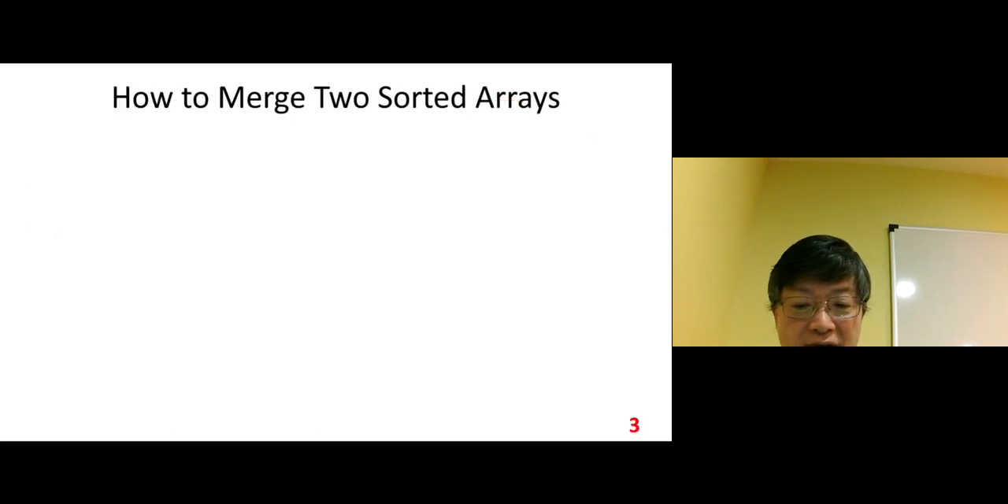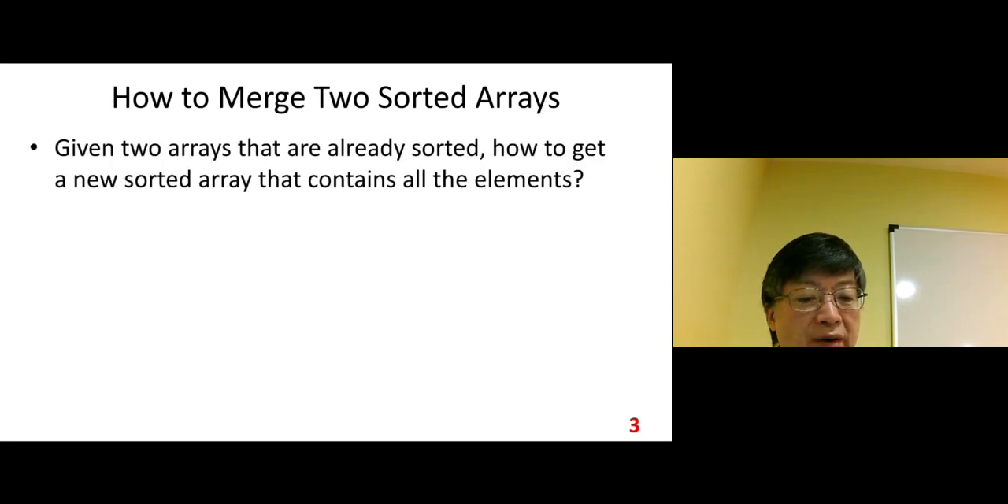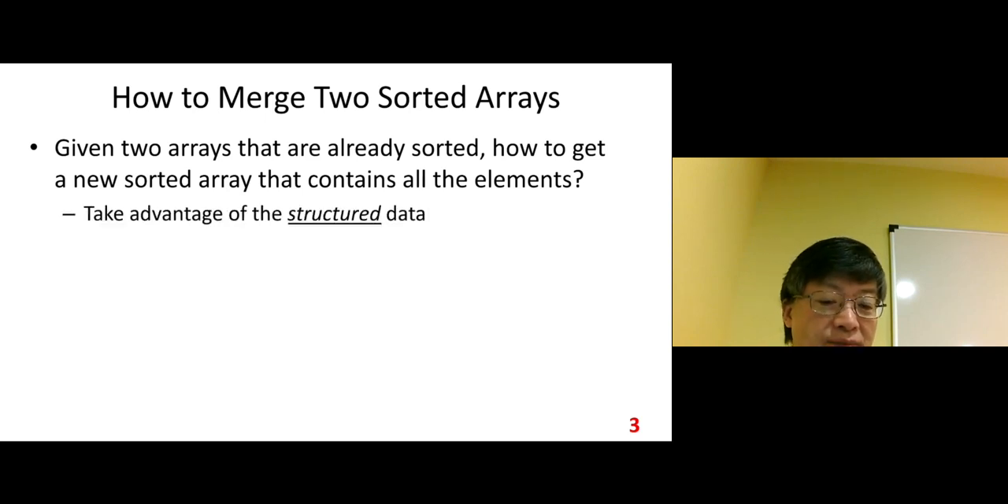All right, let's go to the next step. How to merge two sorted arrays. We know this step is important, so we want to solve this problem first. Given two arrays that are already sorted, based on the story in the previous slide, how to get a new sorted array that contains all the elements? We want to take advantage of the structured data. Our data has a nice structure: sorted.